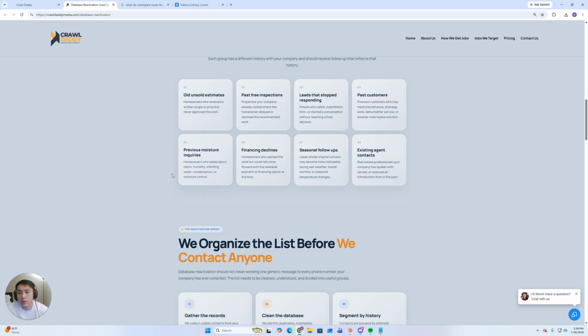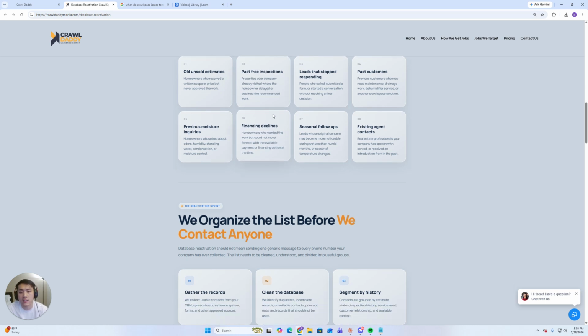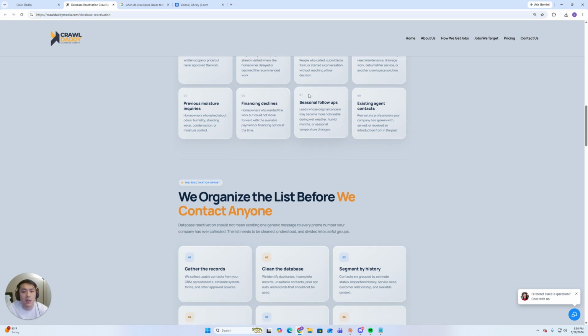Previous moisture inquiries. This basically falls in with people that had a free inspection before. Financing. Full encapsulation jobs are not cheap, so sometimes homeowners have second thoughts, right, and might not follow through with a full encapsulation or any of your high ticket jobs just due to their financial circumstances.